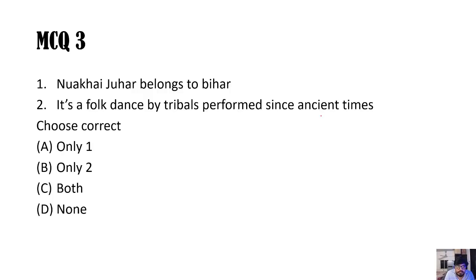So Nuakhai Juhar, and mainly the rice crop is important in this region. It's the eastern part of India, so rice is the important crop. So the new rice that they eat, that means Nuakhai Juhar. So both the statements are wrong, and it is the Odisha state there. So D is the answer.